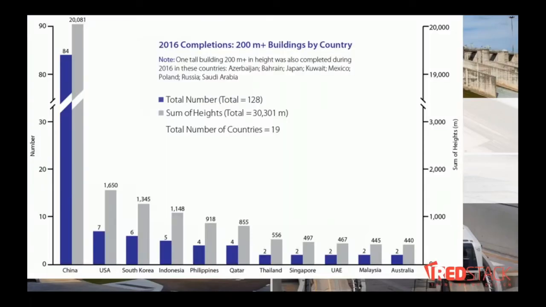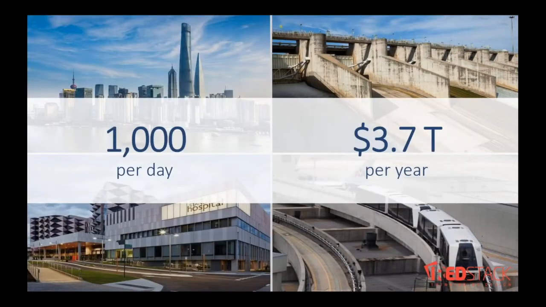In 2016, when we talk about skyscrapers, 128 were built last year, and 84 of those were built in China, or 2/3. And there'll need to be an estimated investment of $3.7 trillion in roads, energy, water, telecommunications, transportation, and other infrastructure between now and 2030, or $44 trillion.